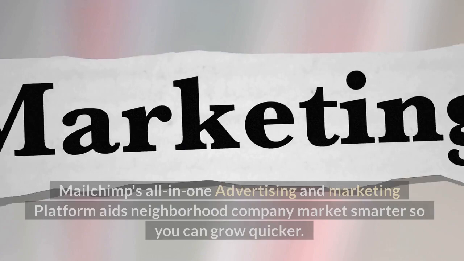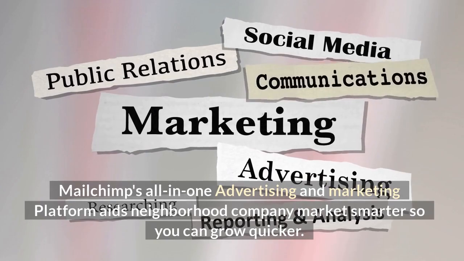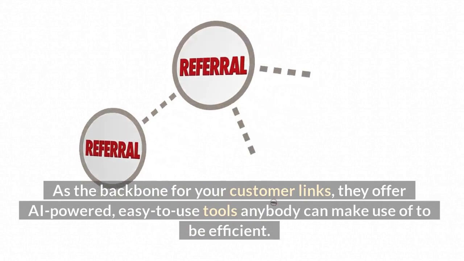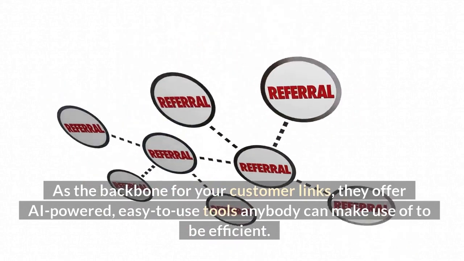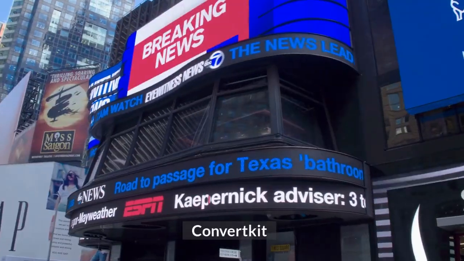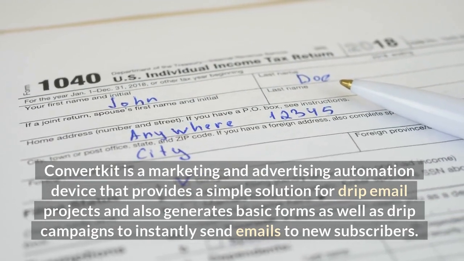MailChimp. MailChimp's all-in-one advertising and marketing platform aids neighborhood company market smarter so you can grow quicker. As the backbone for your customer links, they offer AI-powered, easy-to-use tools anybody can make use of to be efficient. MailChimp puts your target audience at the center so you can send advertising and marketing emails in addition to automated messages, produce targeted advertising campaigns, establish landing pages, send postcards, aid with protection as well as additionally analytics, and likewise supply online.